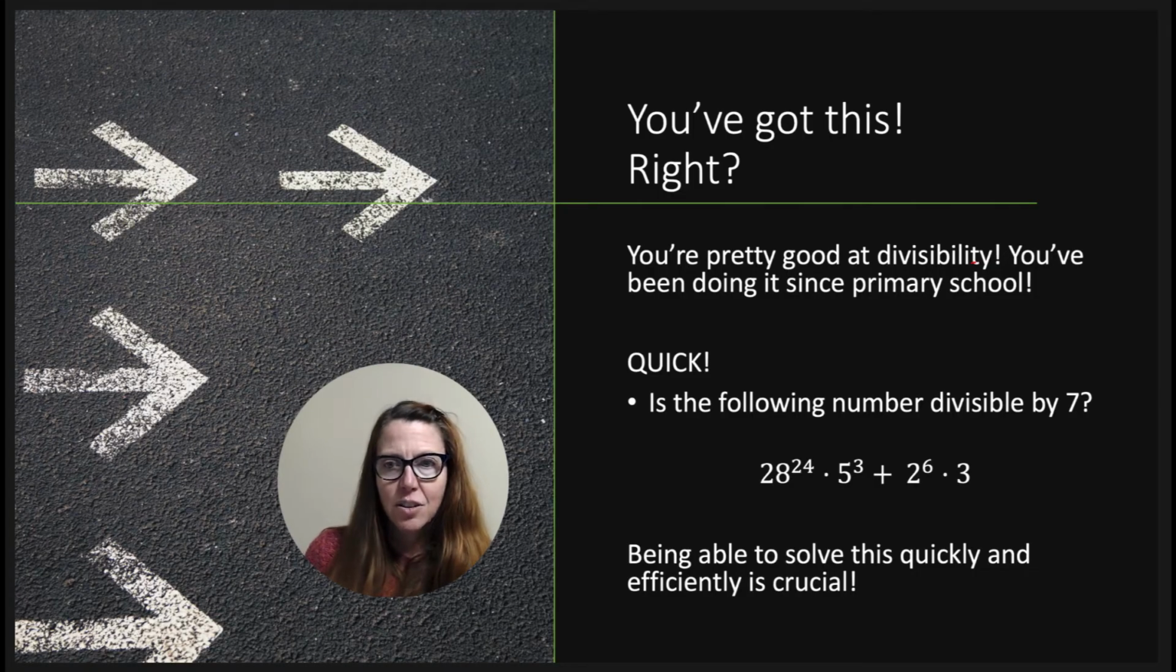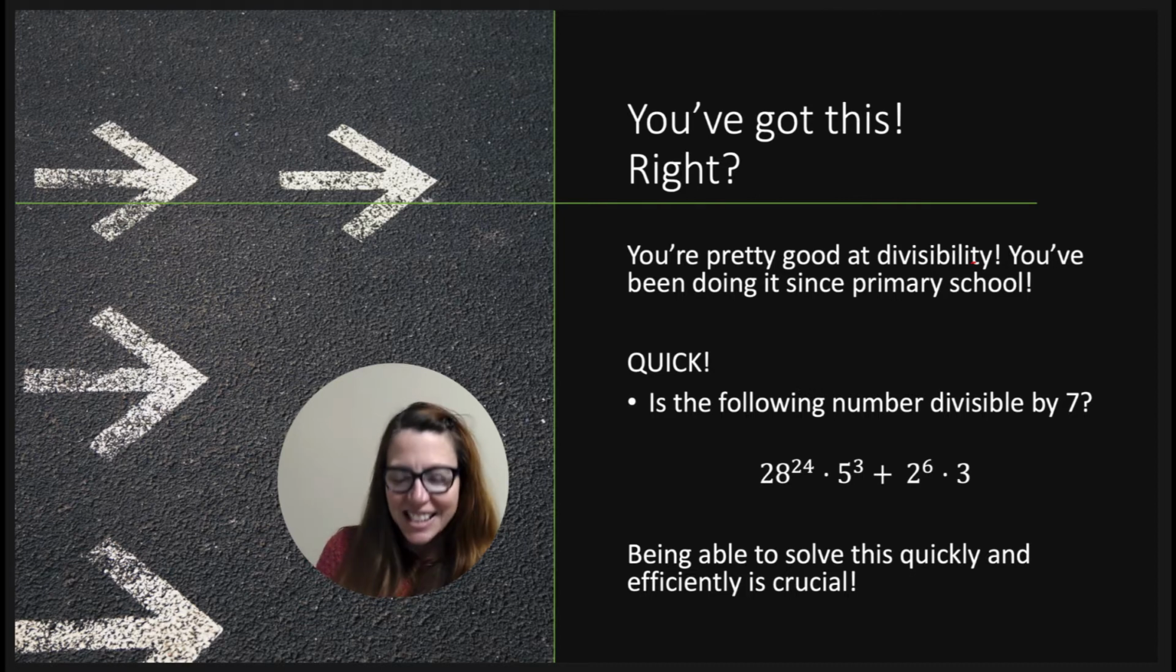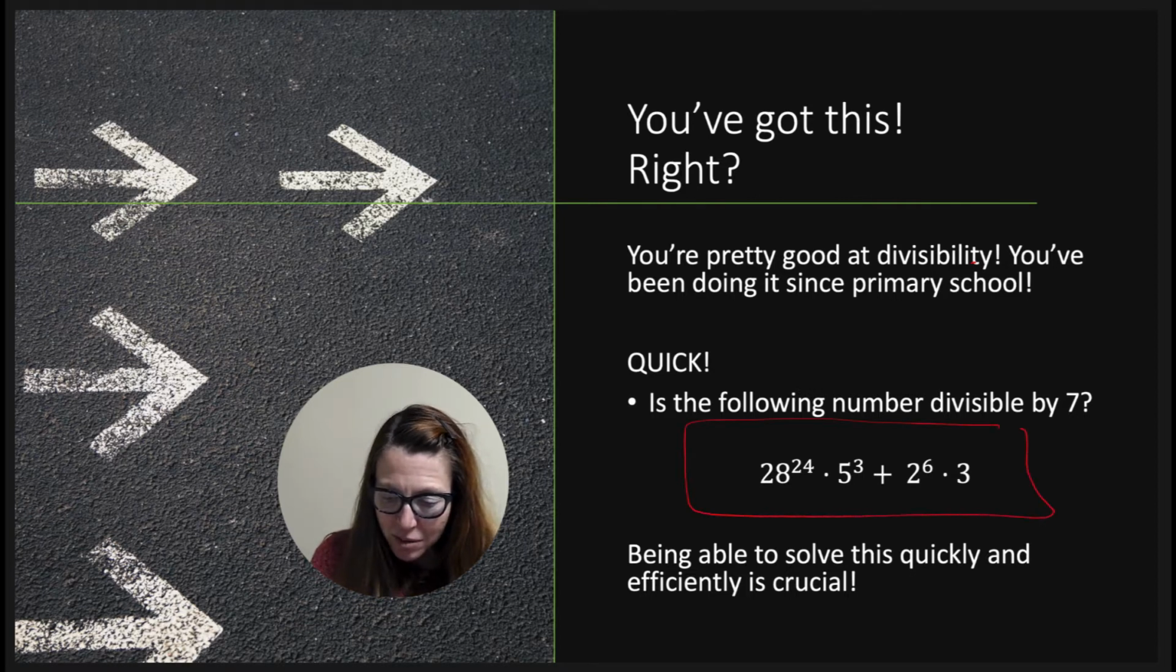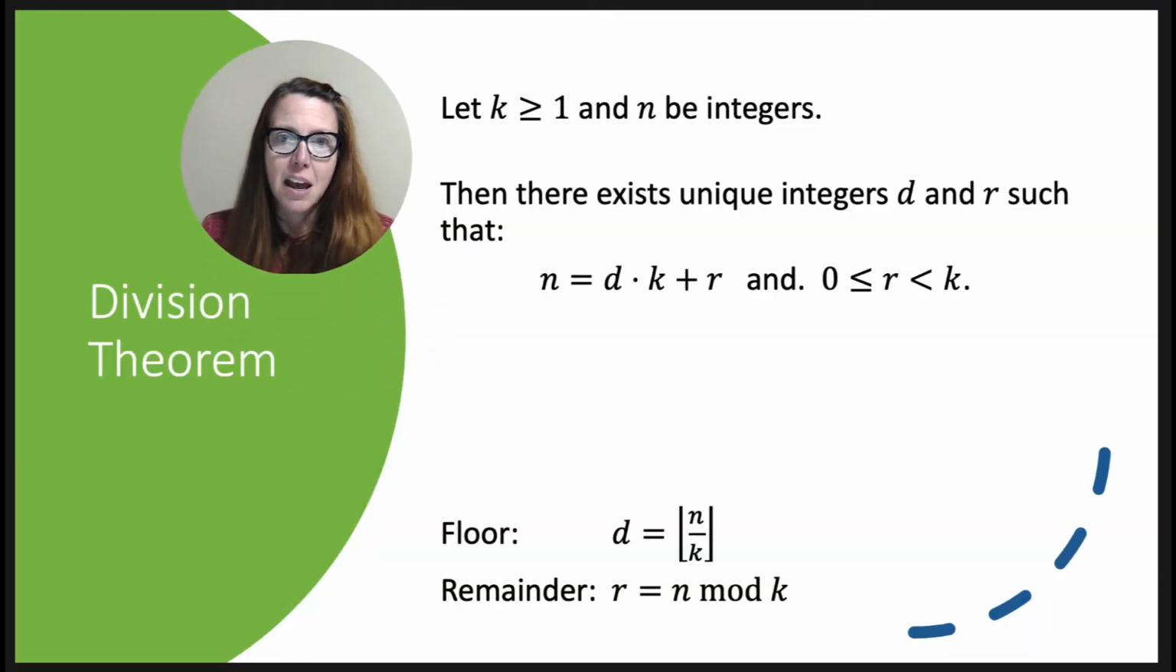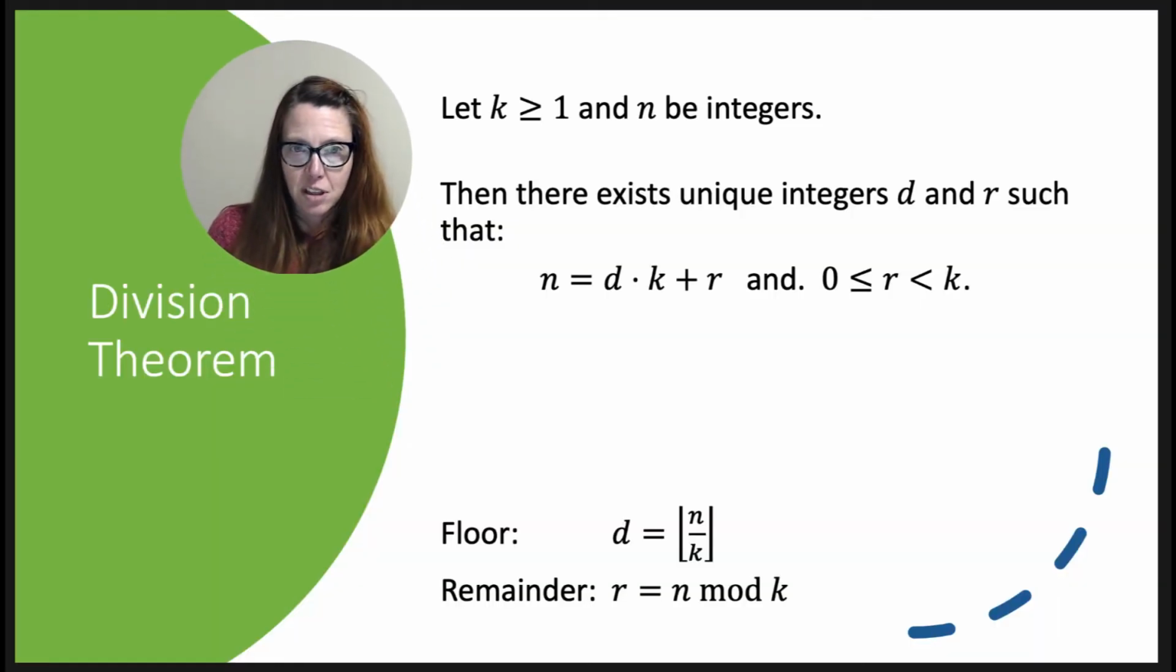All right. So you're pretty good at divisibility. You've been doing it since primary school. Quick. Is the following number divisible by 7? Well, doing this quickly is not always as simple as it sounds. However, being able to solve this quickly and efficiently is crucial to areas like cryptography. And so we're going to learn a little bit more about how we can speed that process up, and we'll start by looking at the division theorem.